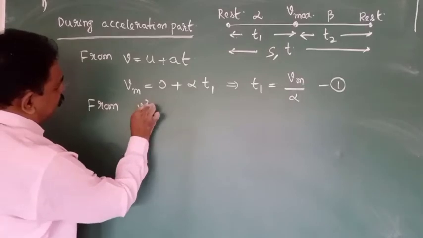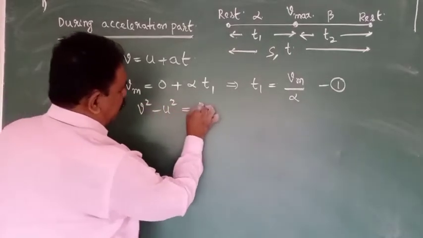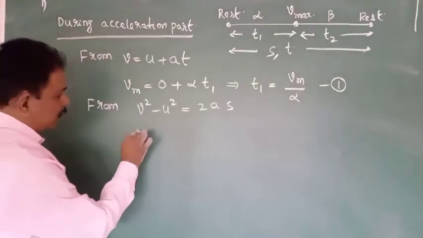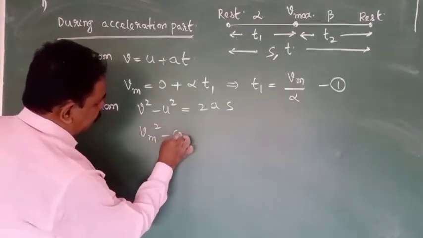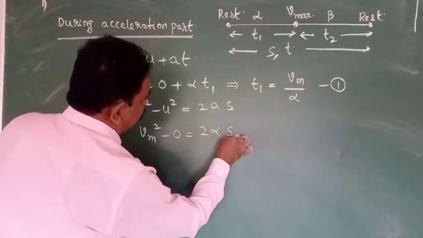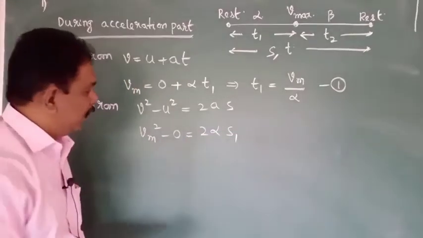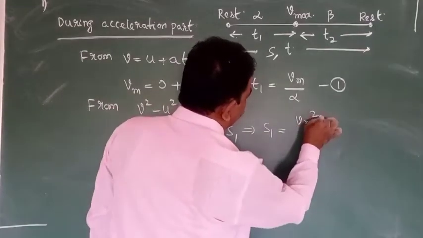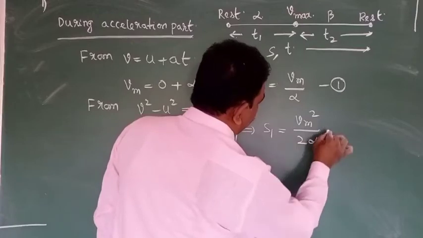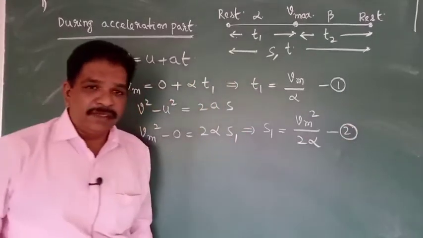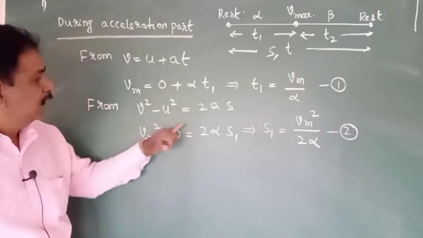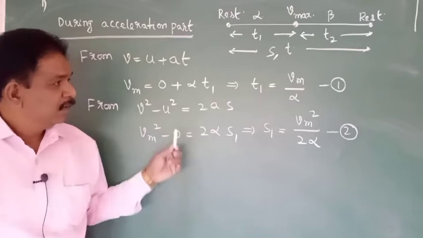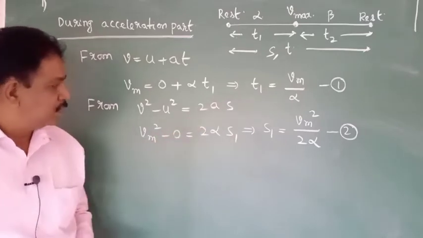Next, from v square minus u square is equal to 2as, vm square minus 0 is equal to 2 alpha s1, then s1 is equal to vm square by 2 alpha. Let it be equation 2. Like this we got t1 and s1 values in the accelerated motion.